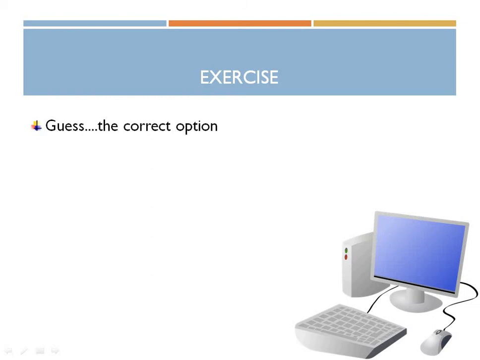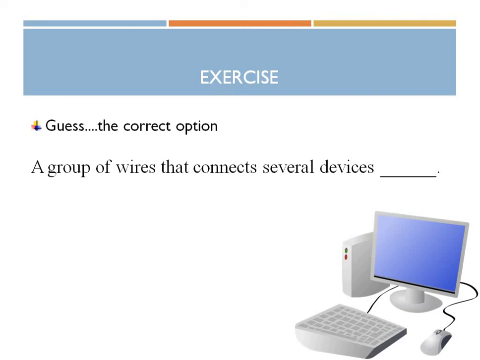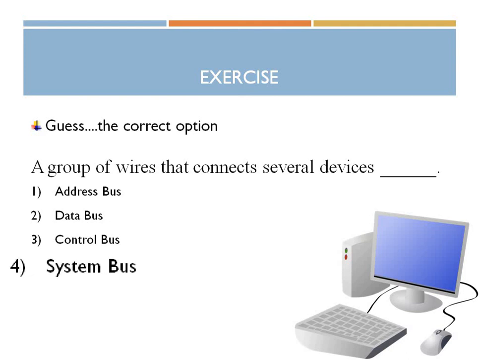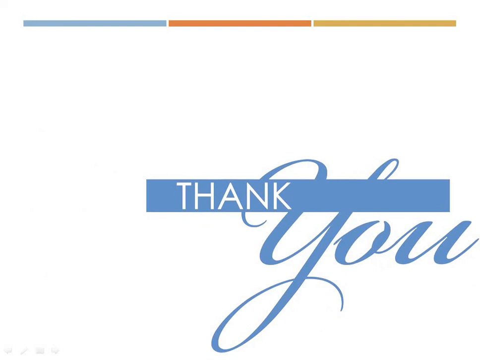So let's guess the correct option for the question. The question is: a group of wires that connect several devices is called a dash. Is it an address bus, a data bus, a control bus or a system bus? The correct answer for this will be the system bus, because it is a group of wires which consists of all the buses, that means address, data and control buses. Okay, thank you for this session.